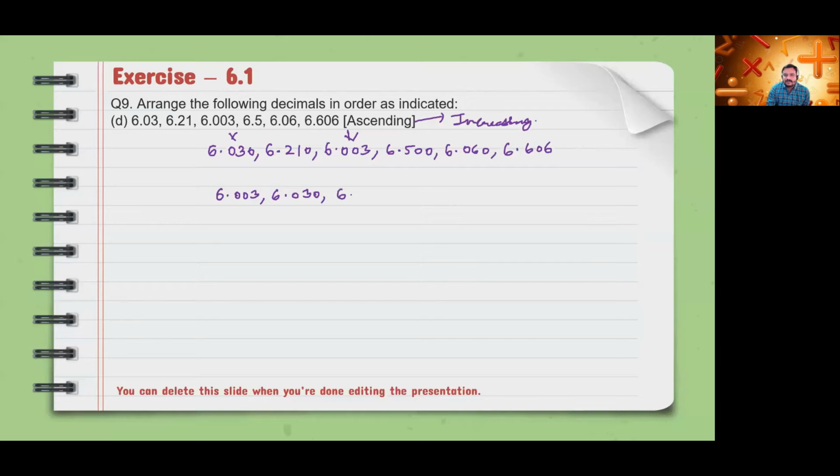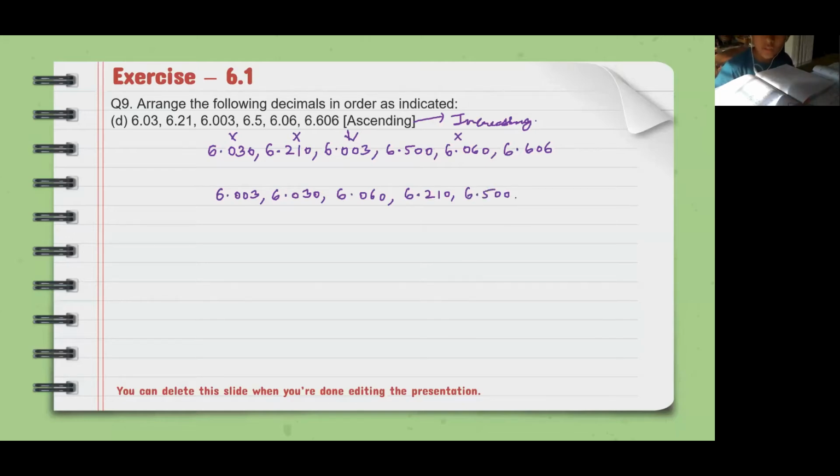6.060. Yes, sir. Okay, next. Sir, then this 6.500. 6.5 won't come, beta, 6.2 will come. 6.210. Yes, sir. 6.210. Okay, next. Sir, then 6.500. And at the last, 6.600 and 6.606.